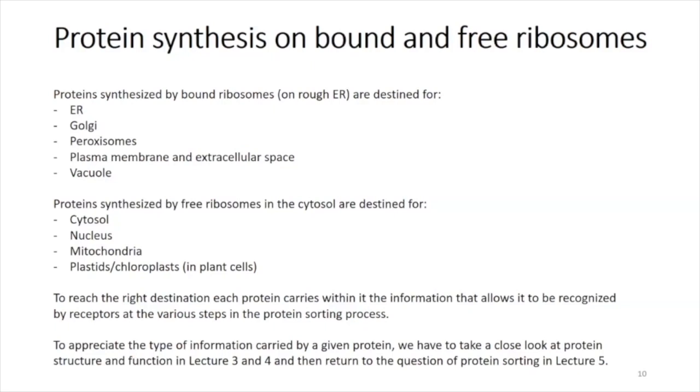On the other hand, proteins synthesized by free ribosomes in the cytosol are destined, not surprisingly, for the cytosol, for the nucleus, so the proteins go back into the nucleus, the mitochondria, and the plastids, the chloroplasts in plant cells. So to reach the right destination, each protein carries within it the information that allows it to be recognized by receptors at the various steps in the protein sorting process. Now, to appreciate the type of information carried by a given protein, we have to take a close look at protein structure and function in lectures 3 and 4, and then return to the question of protein sorting in lecture 5.